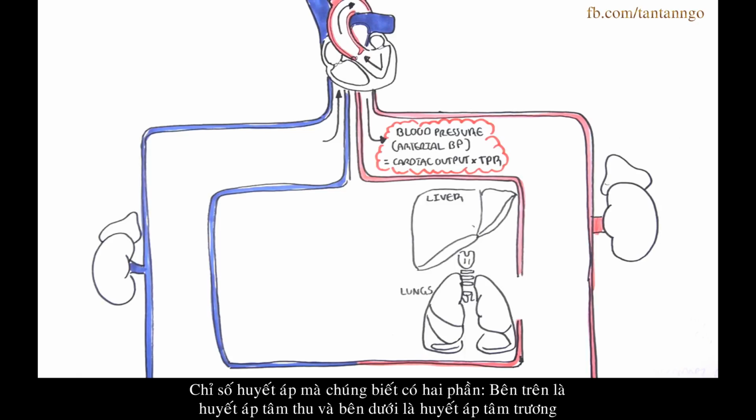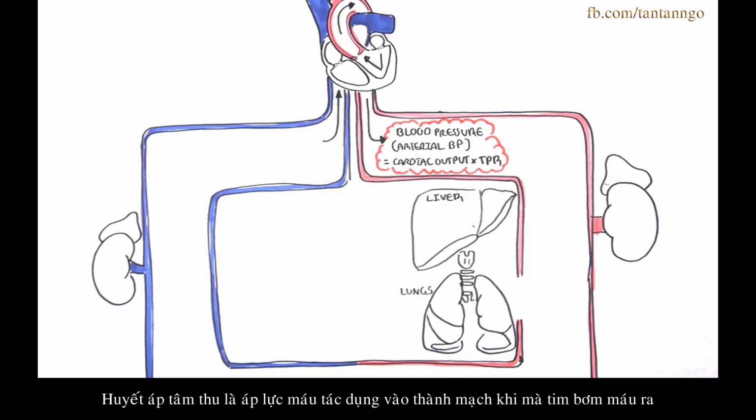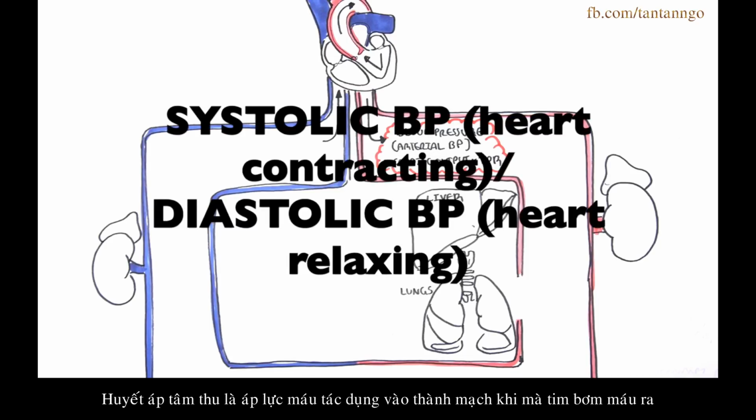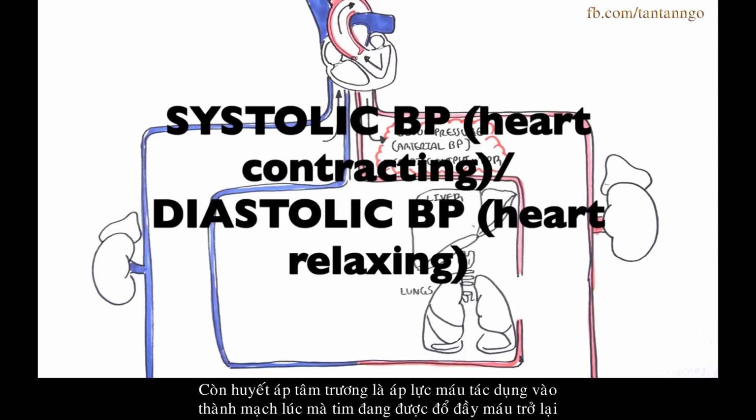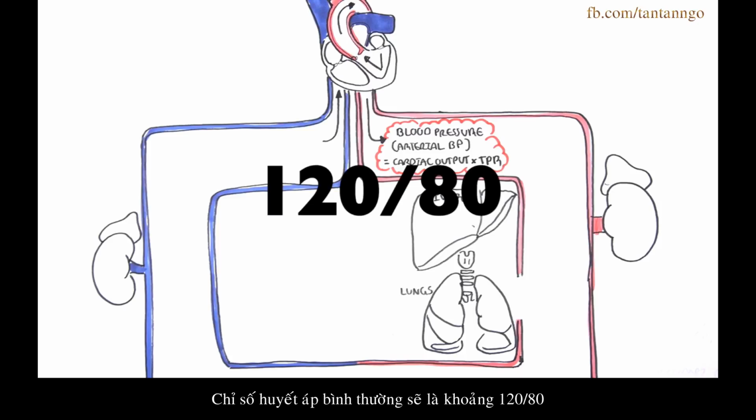To make things even more complicated, the blood pressure, as we know, has two numbers, one on top called the systolic and one number on the bottom called the diastolic blood pressure. The systolic blood pressure is essentially the pressure in the arteries when the heart is pumping blood out. And the diastolic blood pressure is the pressure in the arteries when the heart is filling back with blood. Normal blood pressure is about 120/80.